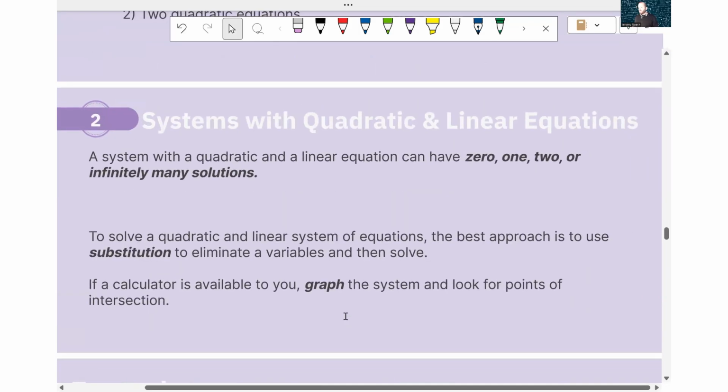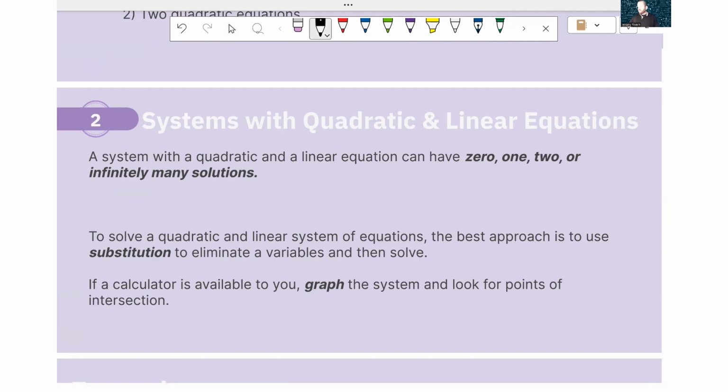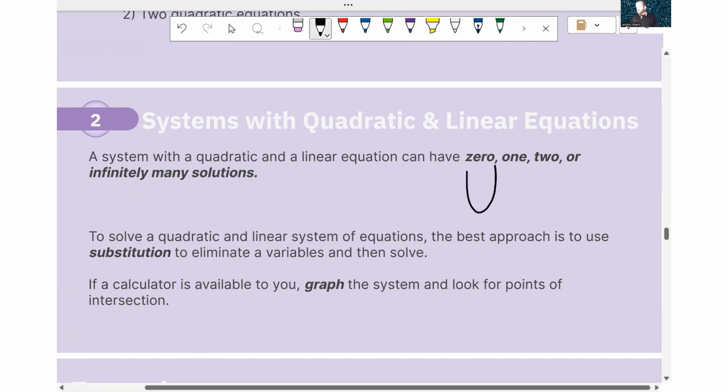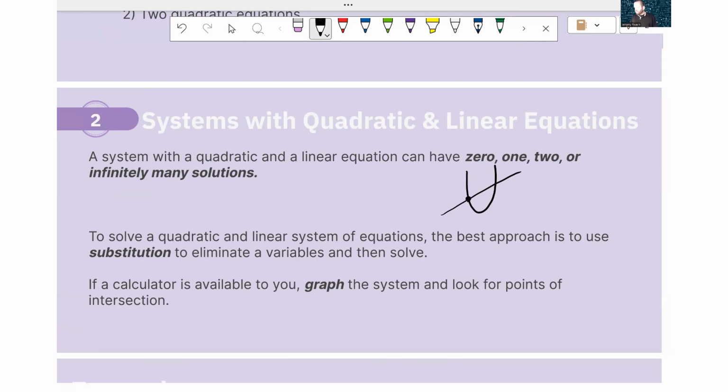So again, a system of equations can have 0, 1, 2, or it can also have infinitely many solutions. And this is with a quadratic and a linear equation. So remember, quadratics are a U shape and linear equations are just a straight line. So the example that I drew out, there's 2 solutions total. Now it says there can be infinitely many solutions. We'll look at what that means in a moment. But 0 solutions would be something like this, 1 solution would be something like that.